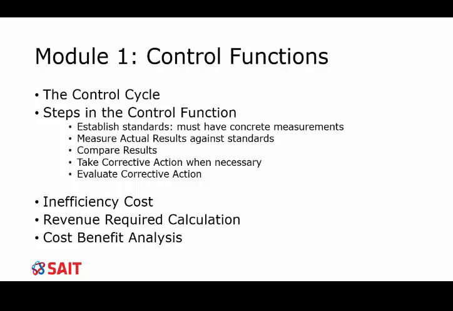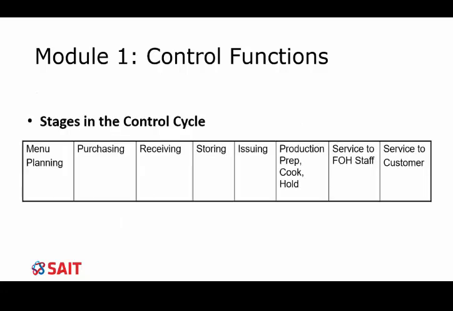This introduced the concept of the inefficiency cost, so having those variances and what that loss is. And if we did have a loss, how much revenue was required to be able to make up that loss? And then through our actions, we introduced the cost-benefit analysis. So by introducing the corrective action, was it saving us money or was it costing us more money? So the control cycle and the stages of it.